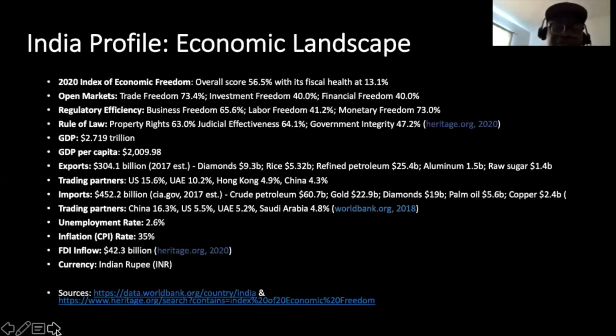The GDP of India is 2.719 trillion. And then the GDP per capita is about 2009.98 cents. The GDP per capita is calculated by taking the entire population and divided by the amount of money that the country has. And it is assumed that each individual, each Indian is entitled to about $2,000 equivalent.